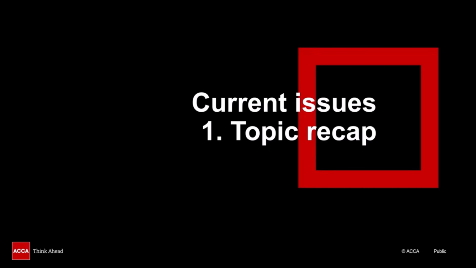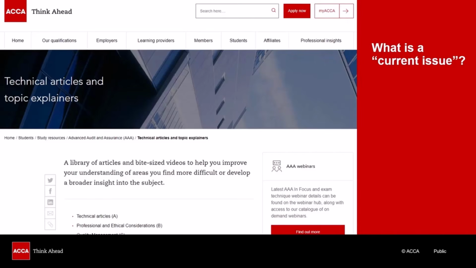So the topic recap, first of all, what is it that the examiner defines as a current issue? Well, it's pretty straightforward. A current issue is anything that the examiner has published a technical article on. You can find these technical articles on the ACCA's website. You probably know where they are already, but if you don't, just Google AAA technical articles and you'll find them on the ACCA's website. And these articles are really nicely organised by topic area, by syllabus area, which makes them really easy to refer to.